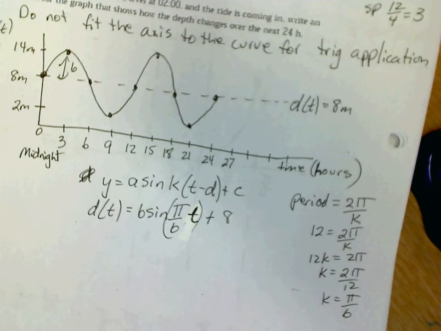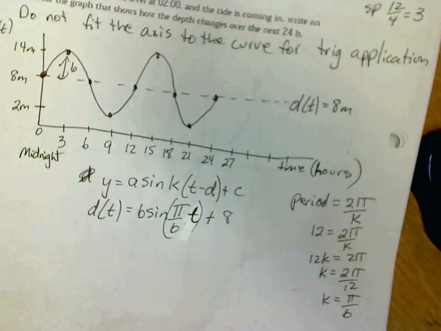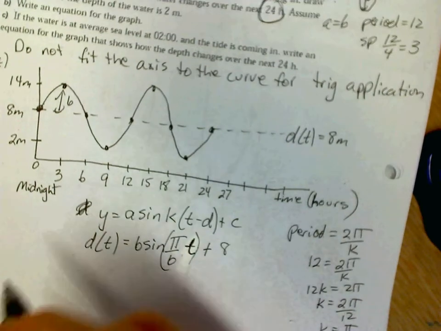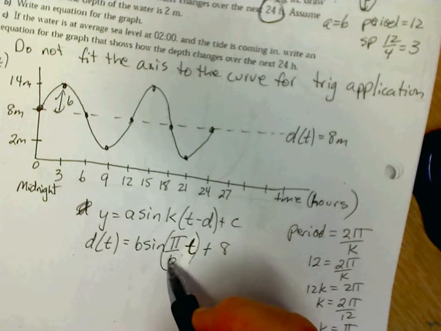What if I wanted a cosine equation? How would that be different? It would be 6 cos pi by 3. Why is it pi by 3? Oh, wait. Never mind. Sorry, pi by 6.